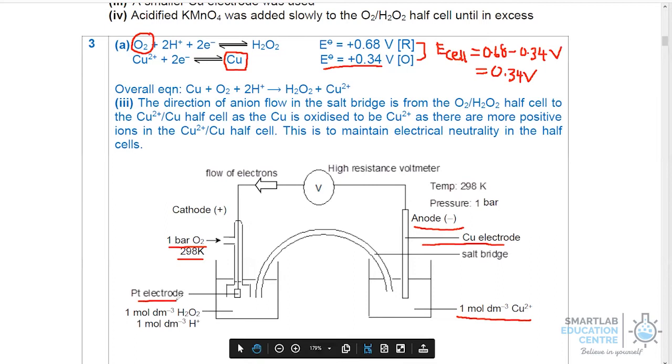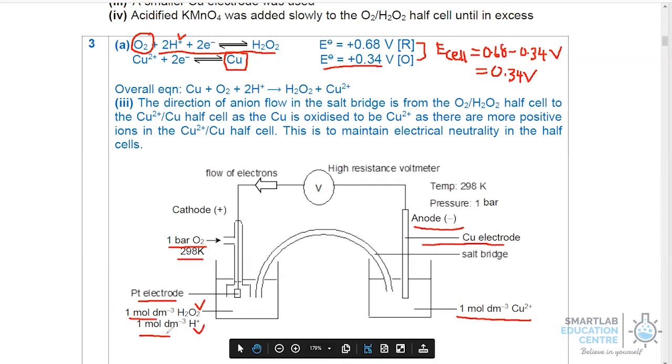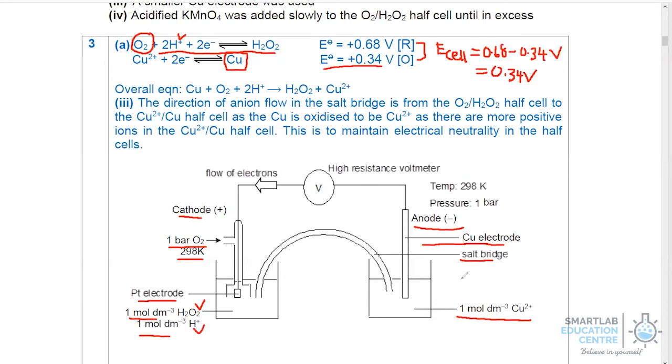Platinum will now be the selected electrode, since in this half equation there isn't any metal that could be used as an electrode. The concentrations of H plus and H2O2, hydrogen peroxide, both have to be 1 mole per dm cube. That will comprise the cathode. It's important to note that we need a salt bridge. Aside from that, the reaction should proceed under a temperature of 298 Kelvin.